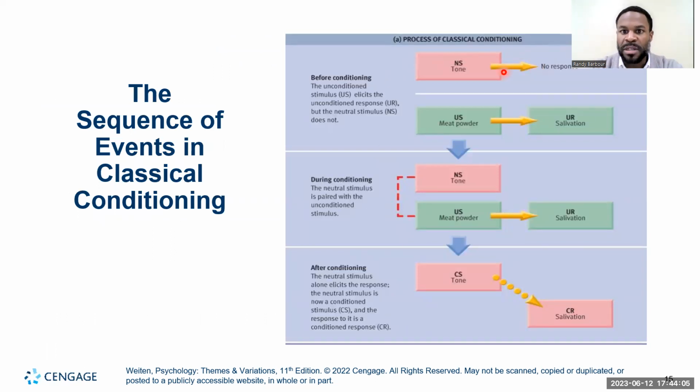Okay, so here's just the sequence of events. Again, we talked about the neutral stimulus with that tone, right? Initially, before you have any conditioning, it evokes no response whatsoever. The meat powder is the unconditioned stimulus, or US, and then the salivation is the unconditioned response. This is before any conditioning happens whatsoever.